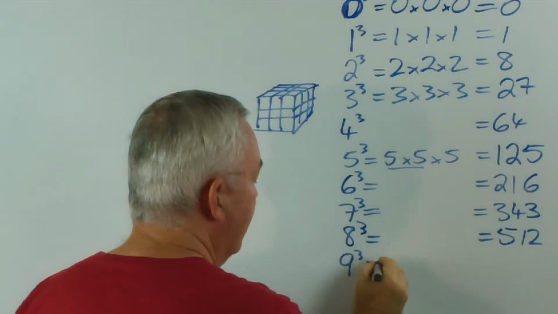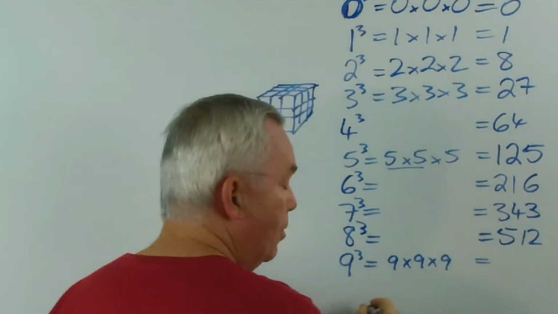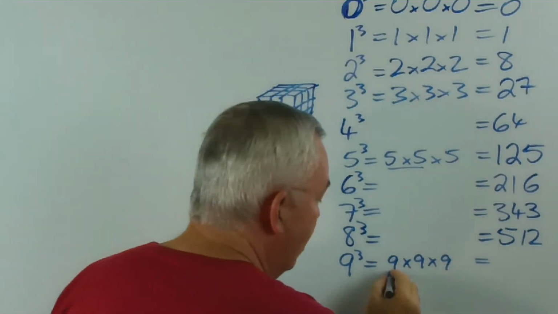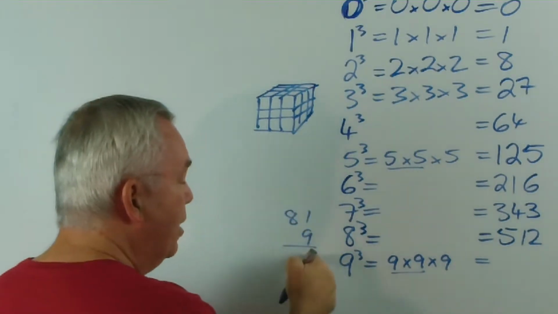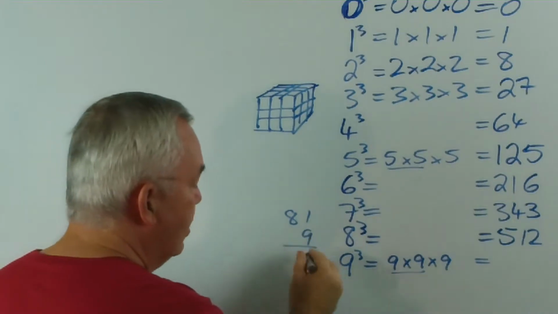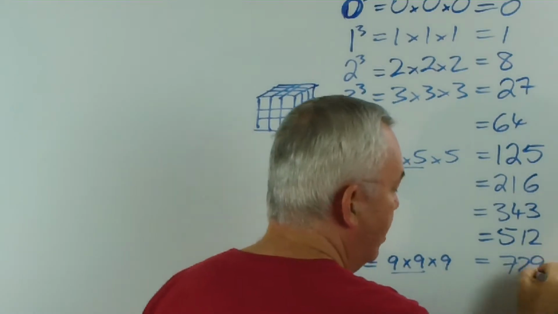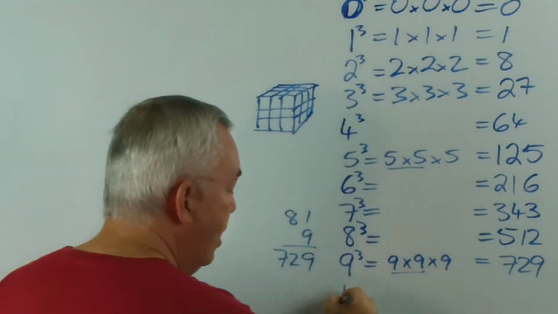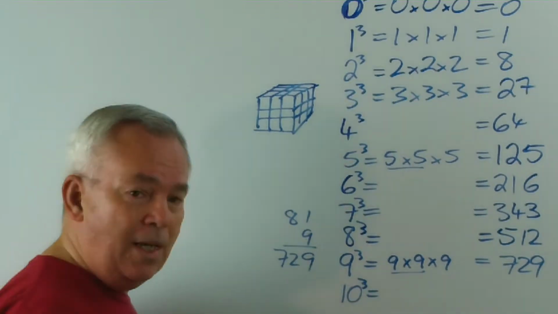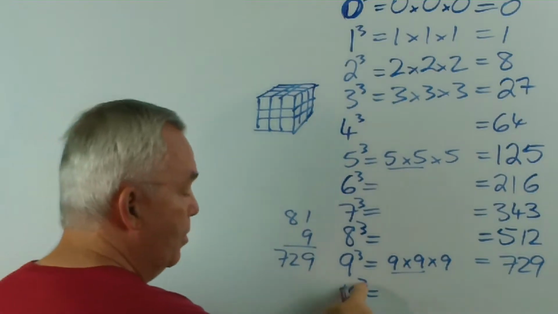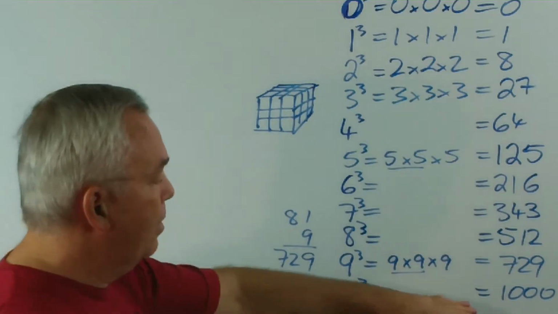9 cubed. Now I will show this one, because it's actually very rapid to calculate in your head. 9 9s are 81, and when you multiply that by 9, notice there's nothing carried. It's just 9 1s are 9, and 9 8s are 72. So 729 is 9 cubed. And 10 cubed, you should know 10 by 10 by 10, or at least calculate it quickly, because it must have 3 zeros in it. So we've reached a nice, neat, round 1,000.